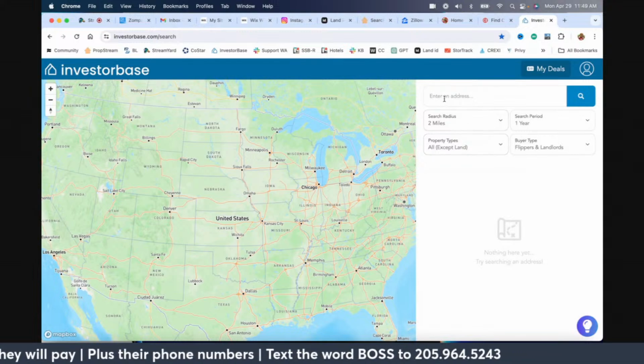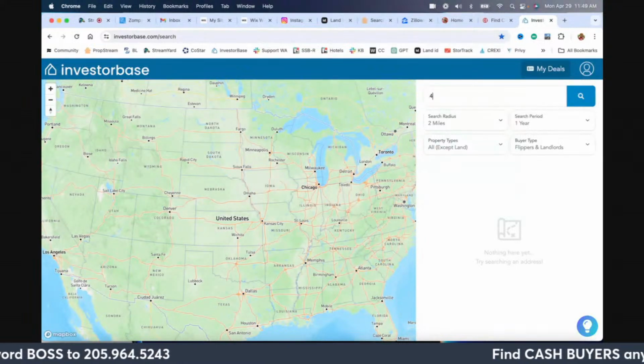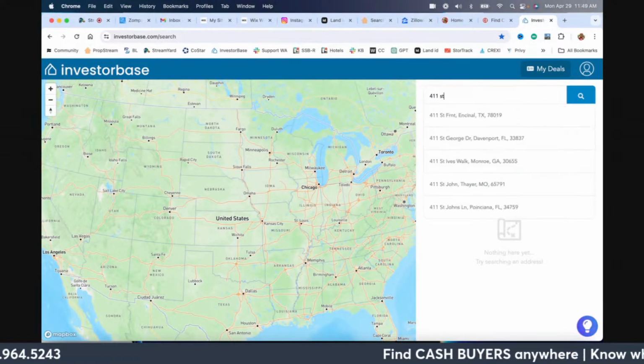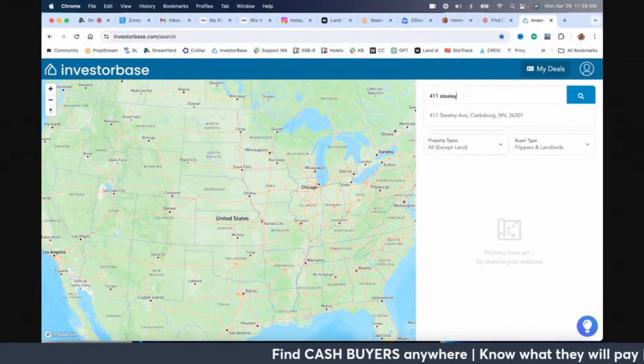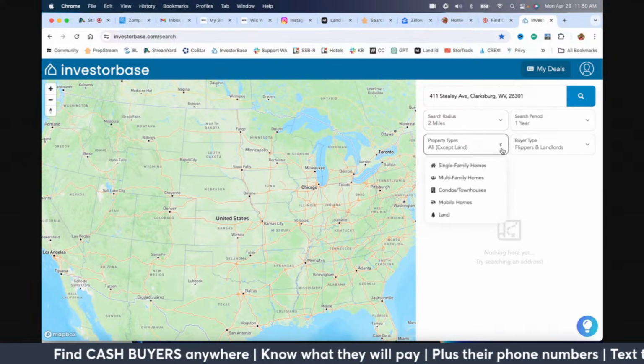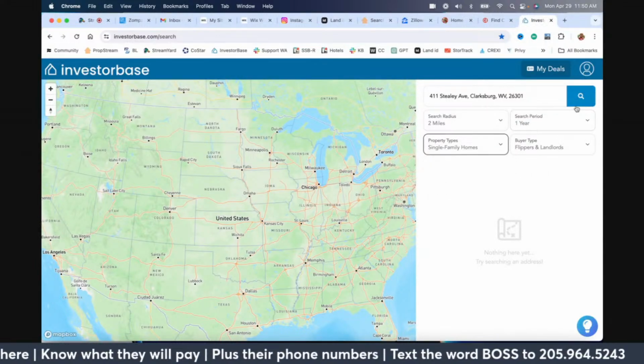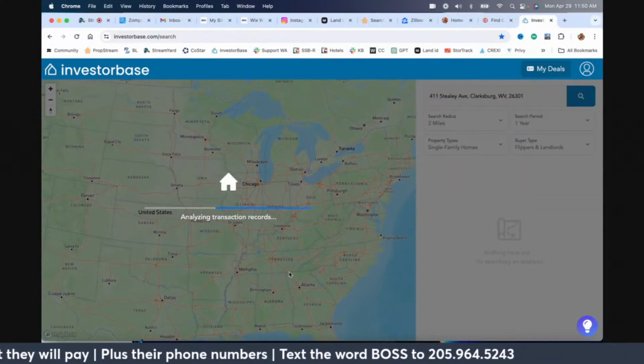Chuck Rose says, "Afternoon Ty, can you comp this address, please? It's 411 Stealey Avenue in Clarksburg, West Virginia." All right, so we're going to go 2 mile radius, 1 year, single family, flippers and landlords.